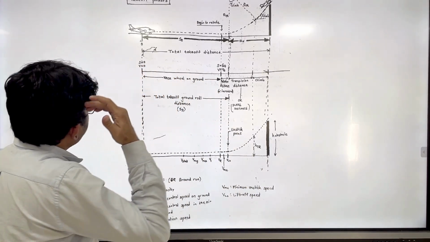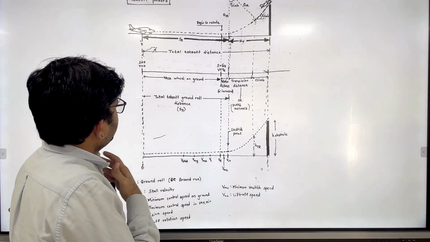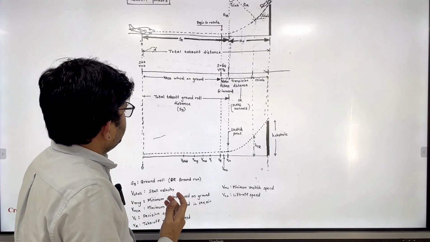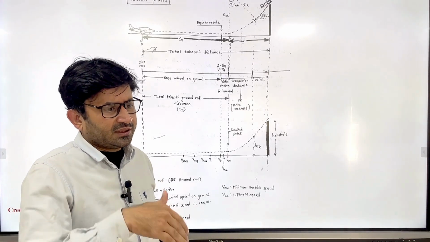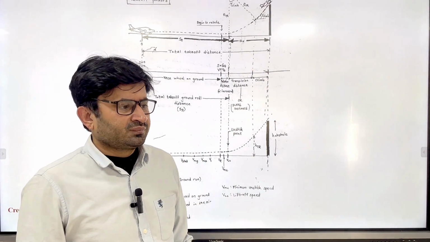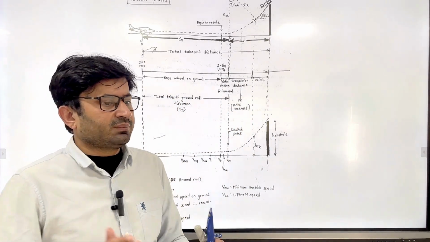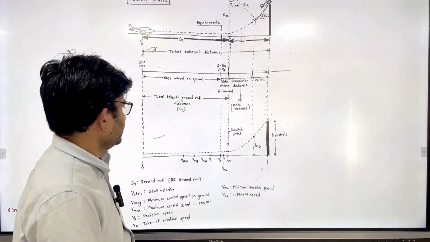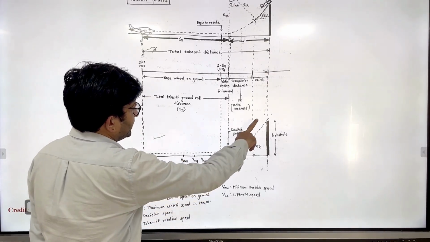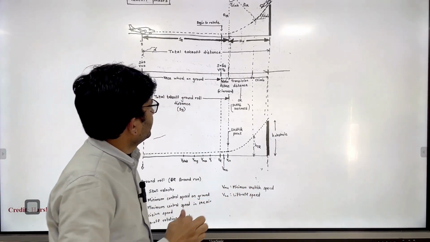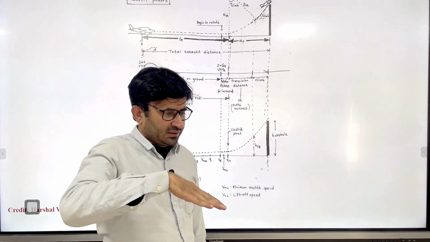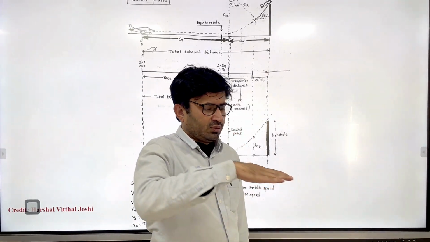And if you observe clearly here, there are three phases involved: ground roll, then rotation, and then initial climb. So you will have three distances also. If you sum them together, you will get the total takeoff distance, up to the point of the climb.